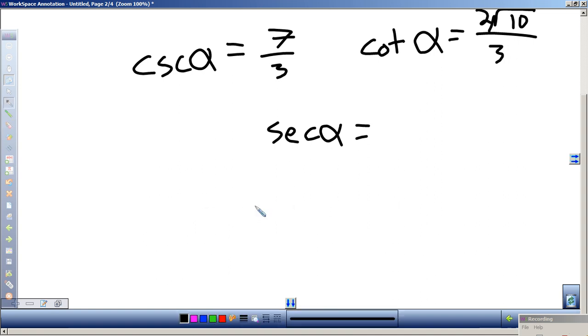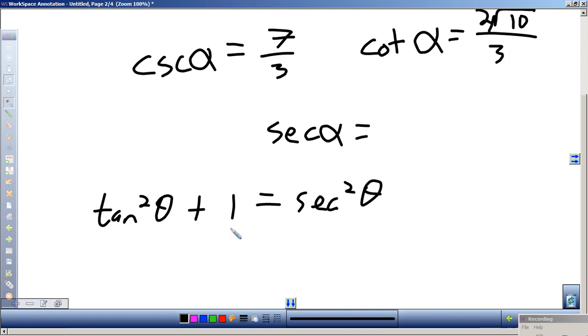Which one of the second identities includes secant? Okay. How do I change this into tangent? So if you say tangent squared theta, or tangent of theta, or tangent alpha is equal to what? 3 over 2 square root 10. Now, I'm not going to have to simplify it because that's not my final answer. Now, can I use this to get secant? Yeah. Okay? So, I'll get in here. What am I going to get?